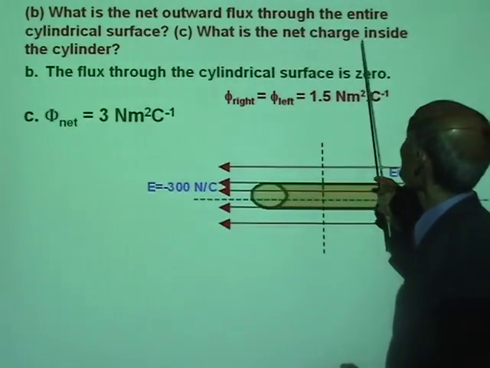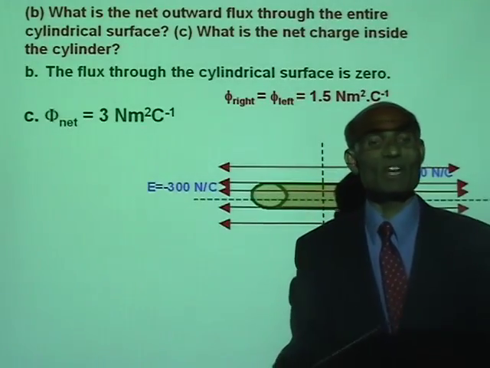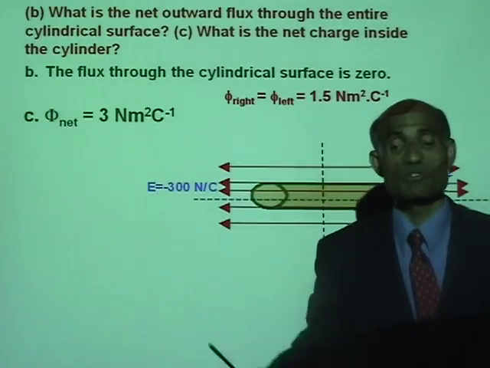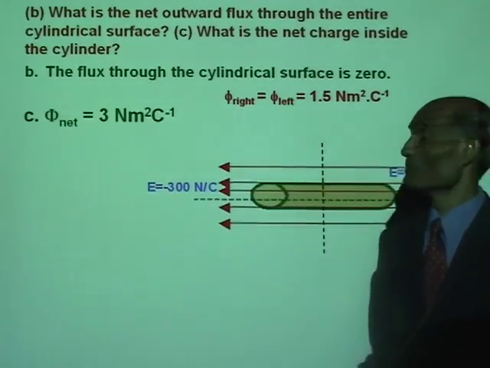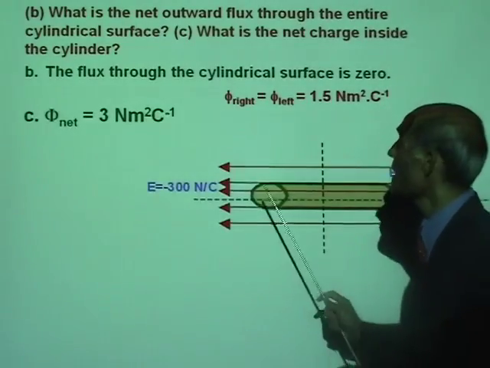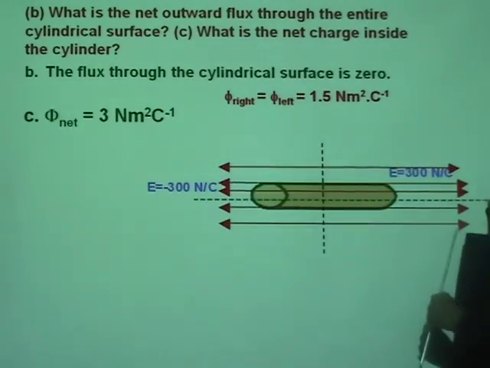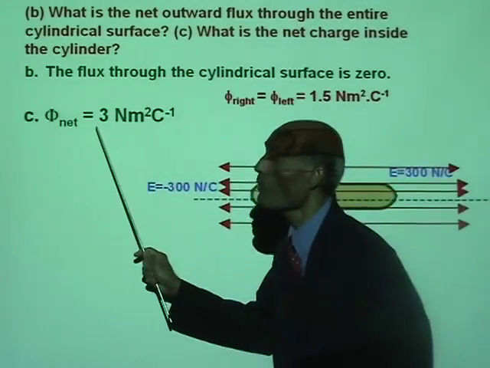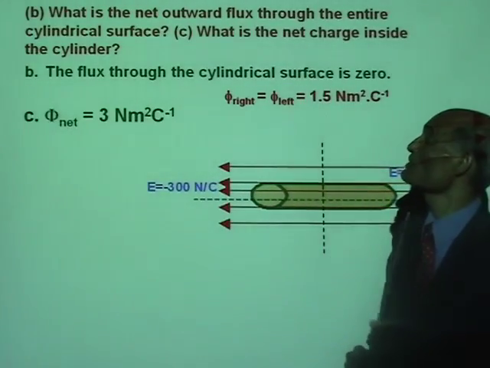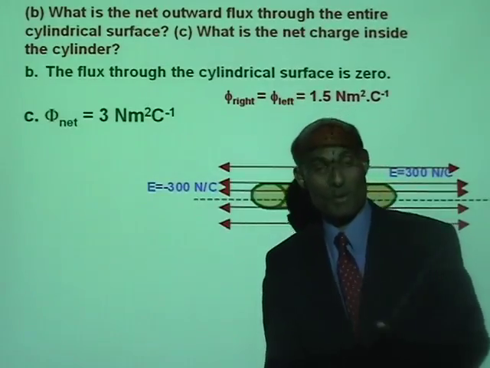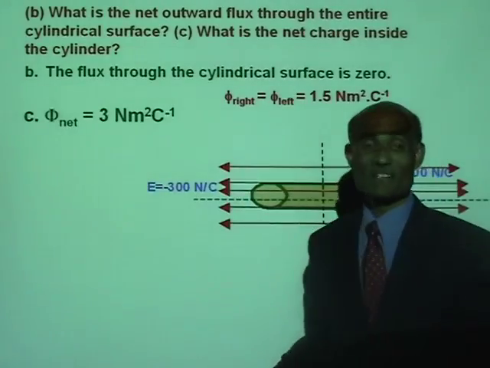Now see, what is the net flux? What is the net flux therefore out of the cylinder? What is the total flux coming out of the cylinder? The total flux coming out of the cylinder is the flux coming out of the left end added to the flux coming out of the right end, which is 1.5 plus 1.5, 3 Newton meter squared per coulomb. Alright, now the question is, what is the net charge inside the cylinder?